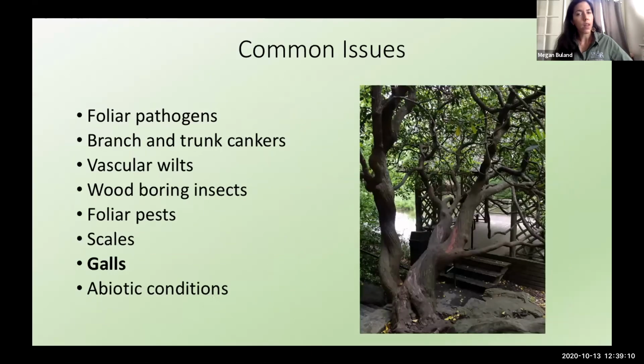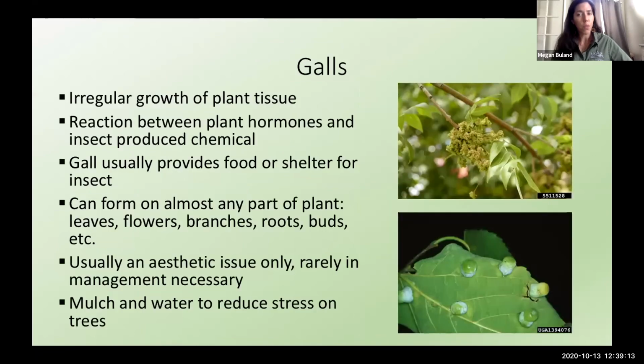Galls are primarily a cosmetic issue on trees for the most part. Galls are not a pathogen, and although they are usually caused by an insect, they're not an insect itself. A gall is an irregular growth of plant tissue. It's a reaction that occurs between natural hormones in the plant and chemicals produced by an insect. So an insect comes along, feeds on or bites the leaves or branch of a tree, and inserts these chemicals into the tree that cause this reaction to occur with the natural hormones in the plant tissues and creates these abnormal growths that we call galls.